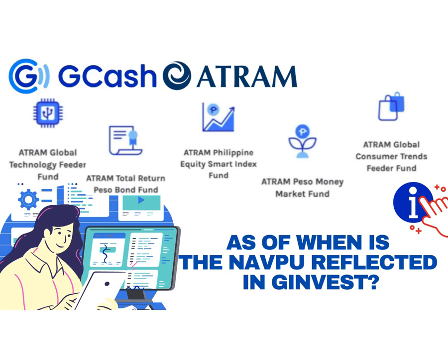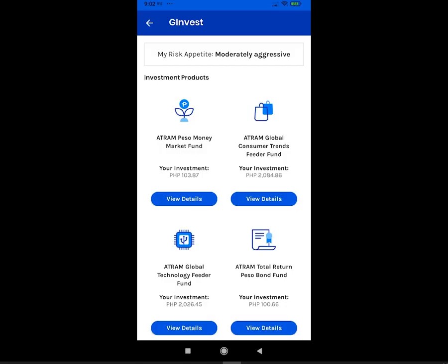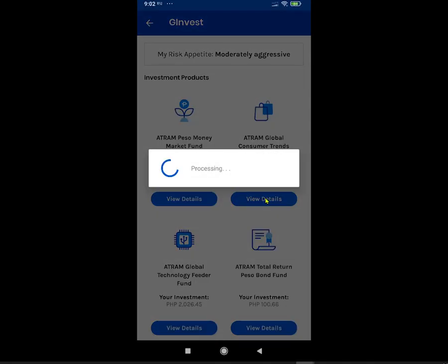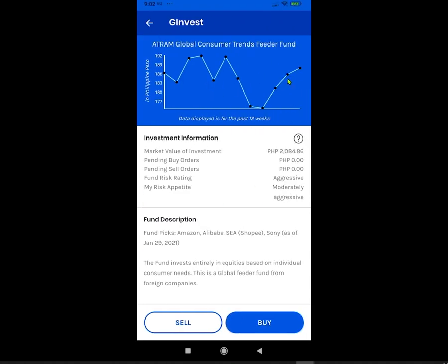Today we're going to talk about when GInvest net asset value per unit gets updated and how to compute as of which day the prices are reflected in GCash and ATRAM website. So you can check the most recent price of the fund if you click the graph in the product details page of the investment, but unfortunately there is no date. So you don't know if the price is yesterday's price, or 2 days ago, or 3 days ago.